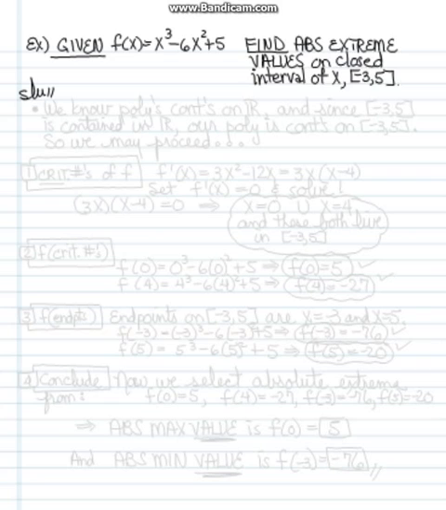All right, so here we're given that f of x equals x cubed minus 6x squared plus 5. We're asked to find the absolute extreme values on the closed interval of x from -3 to 5.